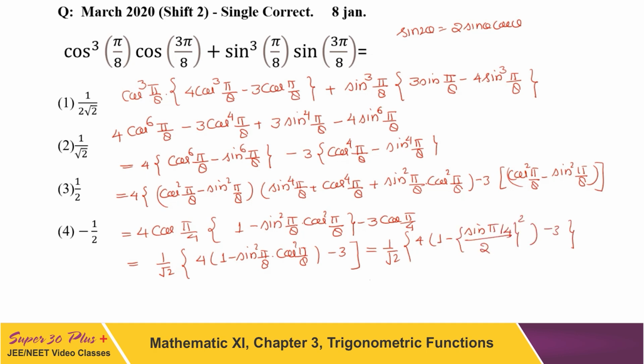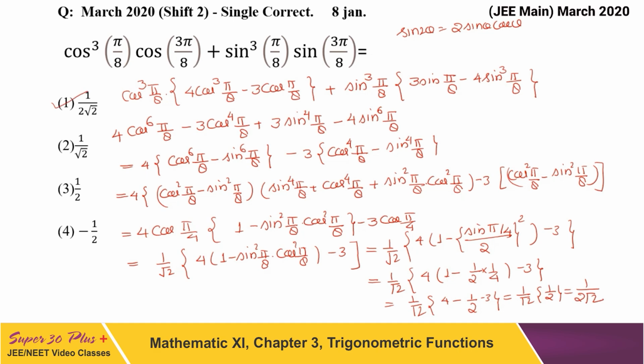Now again simplify it. It is 1 by root 2 of 4, 1 minus. Now simplify it. Sine pi by 4 is 1 by root 2, square is 1 by 2, into 1 by 4, minus 3. Now simplify it. It will become 1 by root 2 times 4 minus 1 by 2 minus 3. It is 1 upon root 2 times 1 minus 1 by 2, means 1 by 2. It is 1 upon 2 root 2. 1 upon 2 root 2 is the answer. Option 1 is the correct answer.